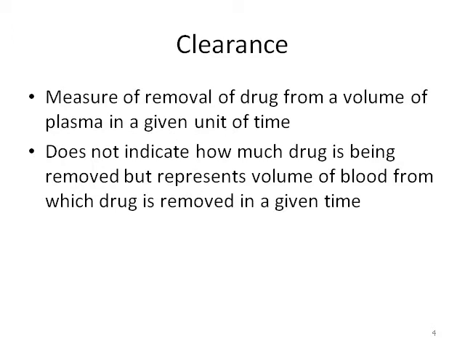Another term used pharmacokinetically is the term clearance, and this is really referring to how much drug is removed from a volume of plasma over a period of time. It doesn't really indicate how much drug is being removed, but it's really how much is being removed from a certain volume. And so we can use this as an idea of drug distribution and drug movement from one area to another.